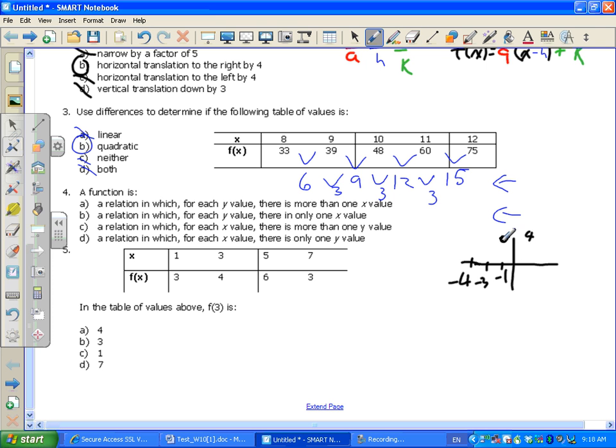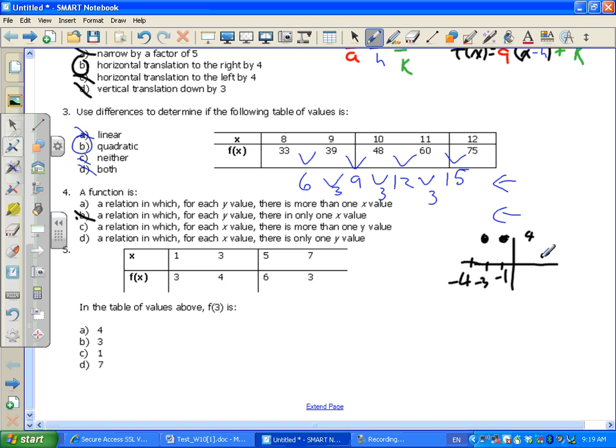They're saying that if y is 4 and x is negative 1, I can't have negative 3 and 4. Is that true? No, that's not true. I could have negative 3 and 4. So this is false. C, a relation in which for each x value there is more than one y value.